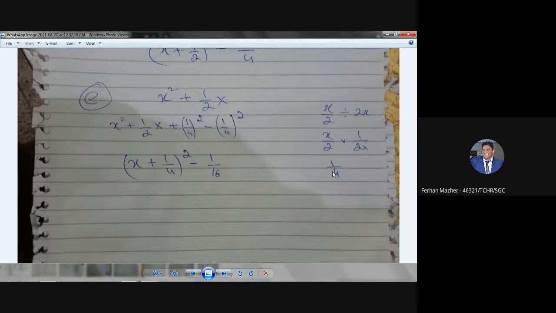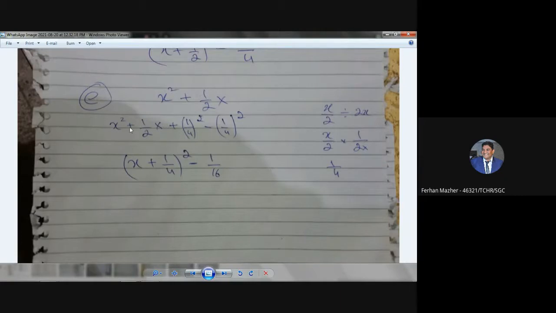So you are left with 1 by 4. So it's very important that you understand the work which I am doing here in the rough work. So now you got 1 by 4. So I will take the square of 1 by 4 and I will add it in my expression, and I will also subtract it from my expression.